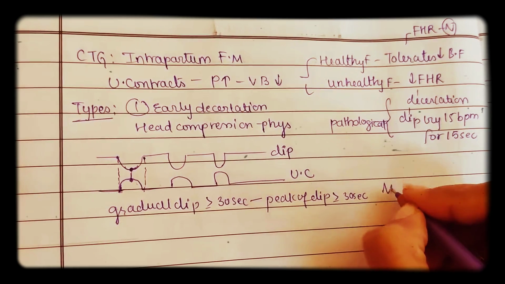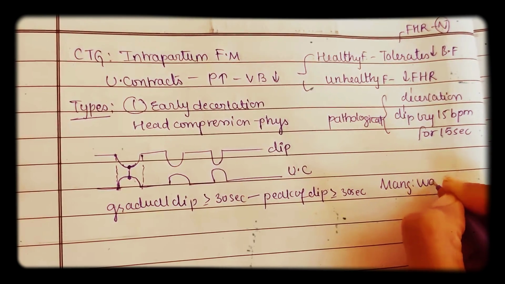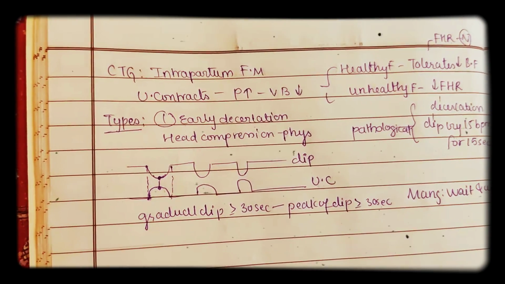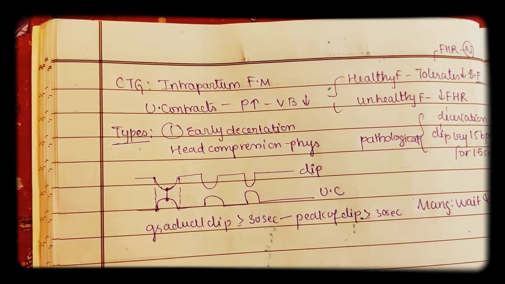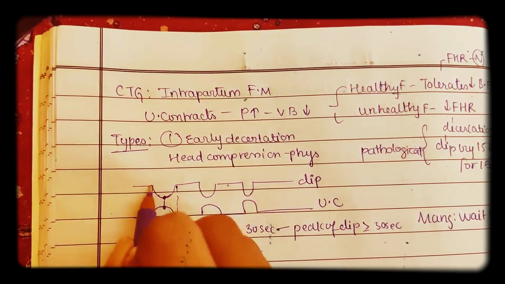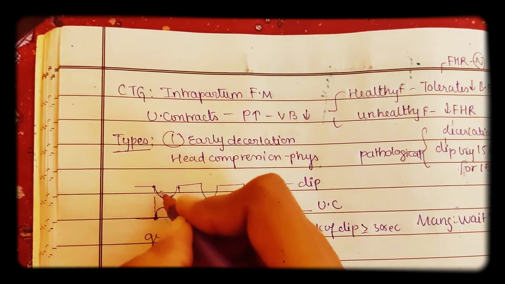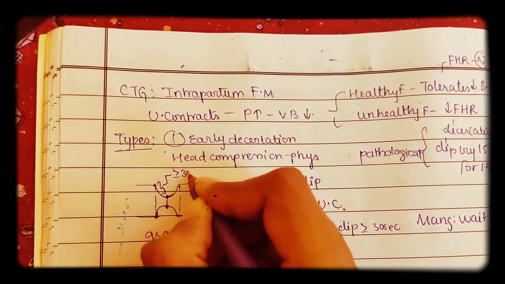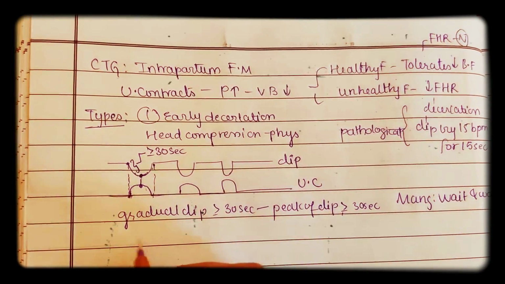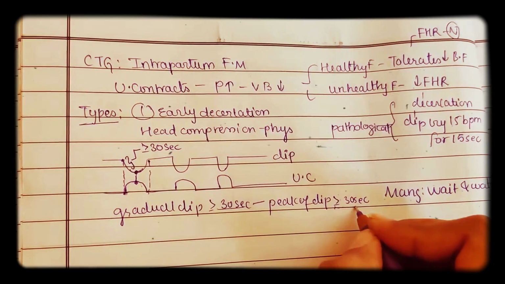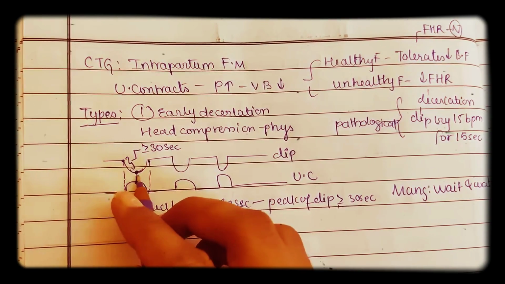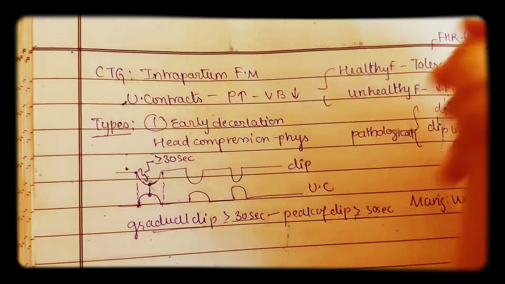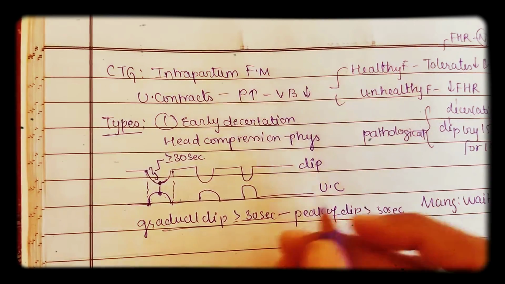Okay, so what is the management here? Just wait and watch. The gradual dip: the time from the onset of dip to the peak of the dip should be greater than or equal to 30 seconds. Gradual dip is greater than 30 seconds to the peak of dip. So the distance from the onset of dip to the peak of the dip is called a gradual dip.